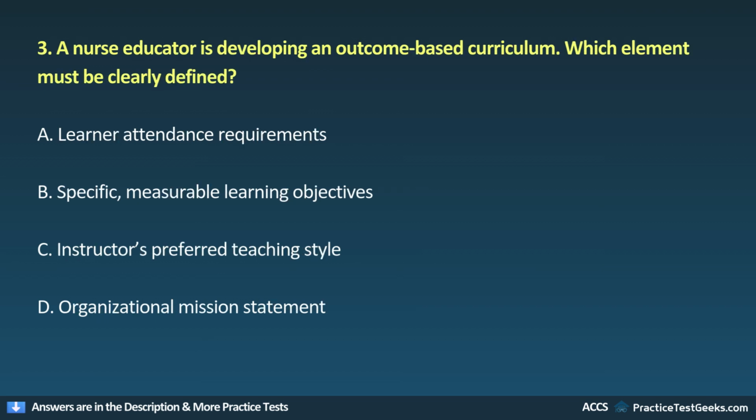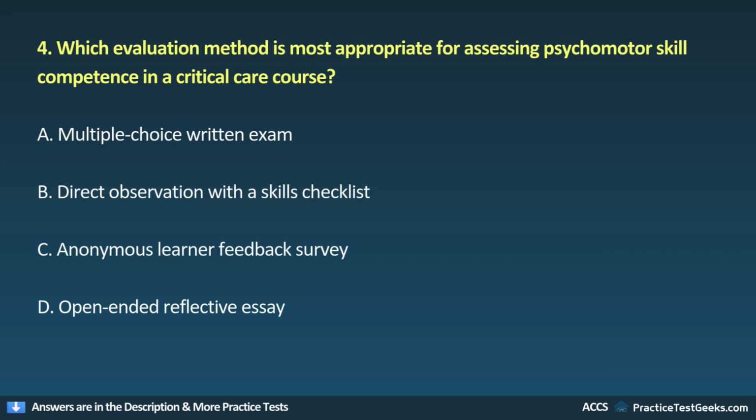3. A nurse educator is developing an outcome-based curriculum. Which element must be clearly defined? A. Learner attendance requirements. B. Specific, measurable learning objectives. C. Instructor's preferred teaching style. D. Organizational mission statement.